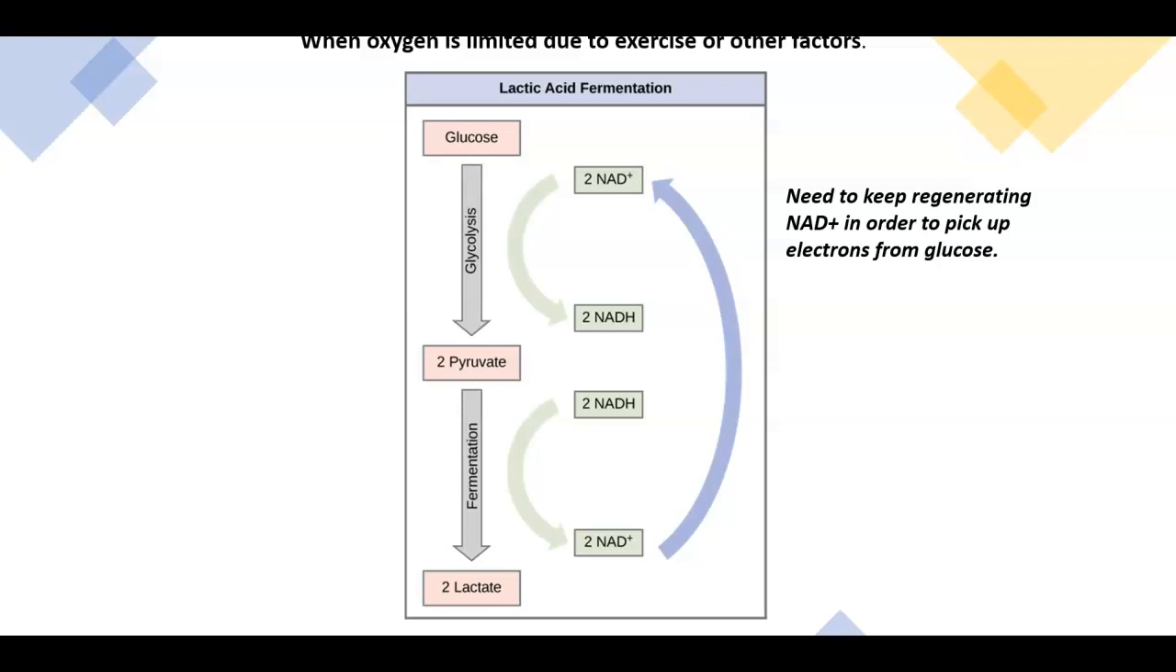Matter of fact, we have to go all the way back to glycolysis to see what the alternative route is if there's no oxygen available. And this is one of those 2 routes. So we see lactic acid fermentation would happen if there's no oxygen, because we need to regenerate this NAD plus in order to keep the process moving.